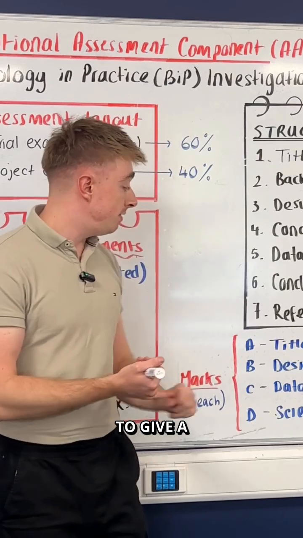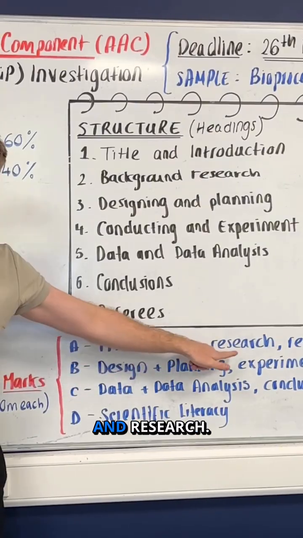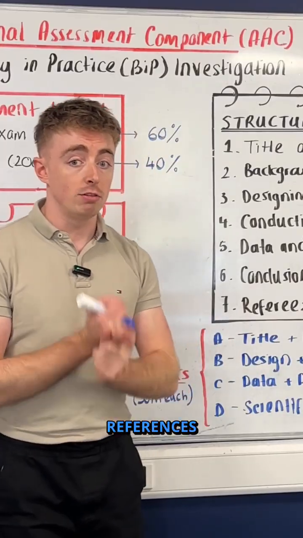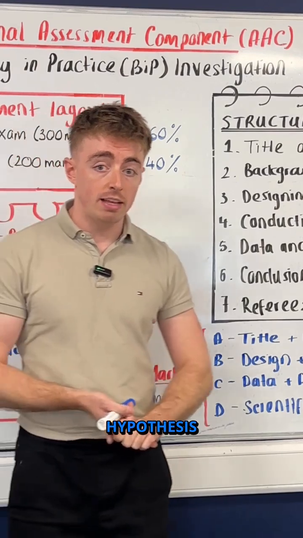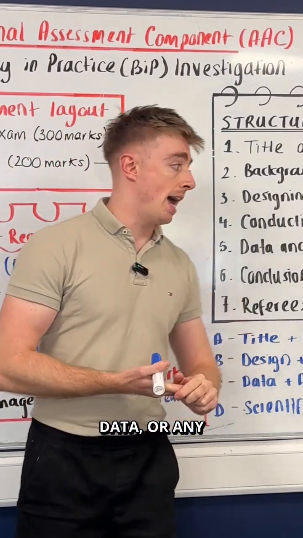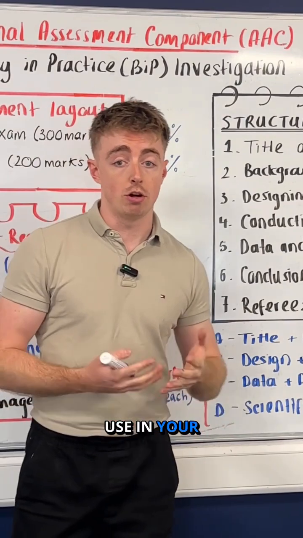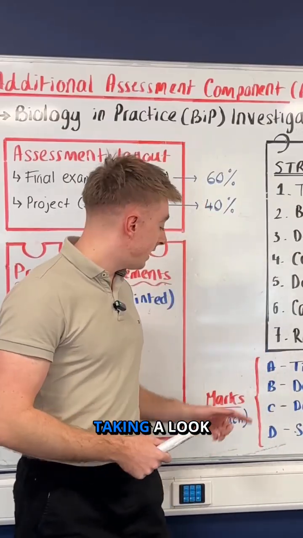They're looking for you to give a detailed approach for your title, introduction, and research. You need to make sure you reference, so following the standard the SEC wants. You also will be getting marks towards your hypothesis and evaluation of secondary data, or any secondary data you may use in your project. The next section is taking a look at B.